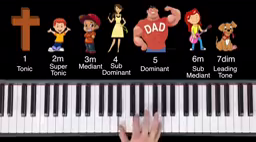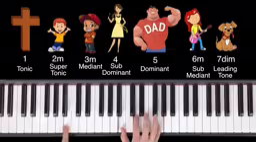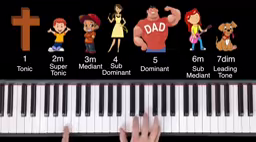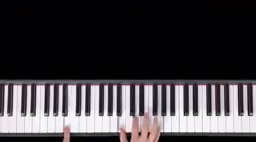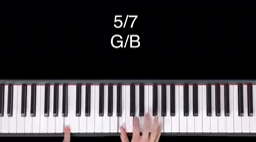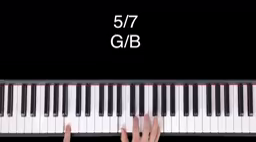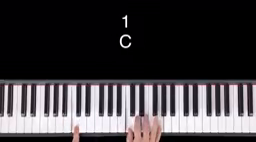Oftentimes, we'll see the 5 chord used in the first inversion where the leading tone, note 7, is in the bass, and that leading tone, B, wants to resolve to chord 1, the tonic. For this reason, in a contemporary application of music, some musicians like to think of chord 7 as a 5/7, or in this case, a G over B, the 5 being the G chord and the 7 being the B note, or the leading tone, which leads to or wants to resolve to chord 1, which is C.